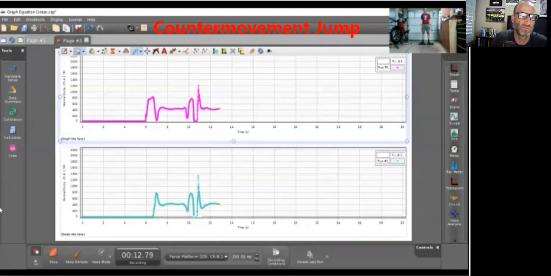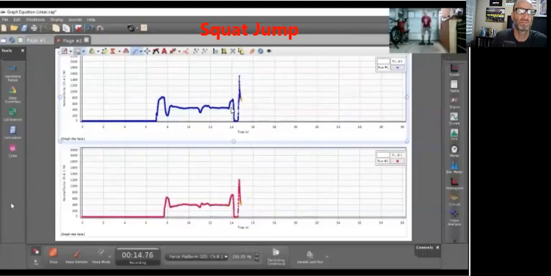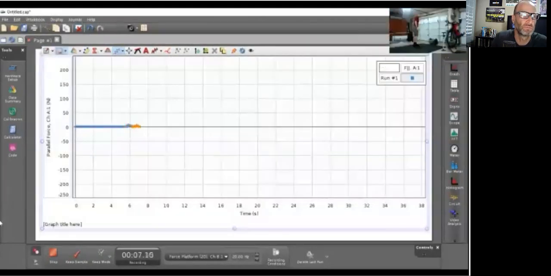But when I start from the squat position and only go upwards, I don't have that dip, because I'm only going to be speeding up, going upwards. I'm only going to have positive acceleration. I'm only going to have forces greater than body weight during the jump phase. Good to be able to distinguish between counter movement jump and squat jump.